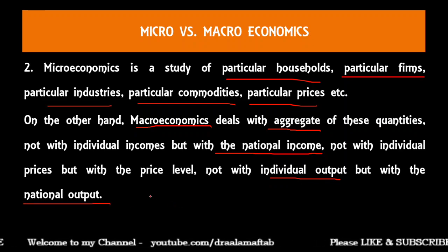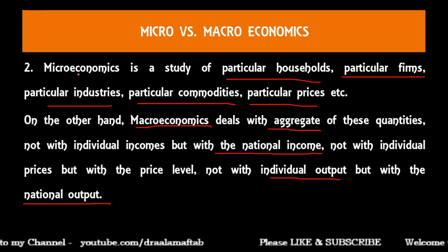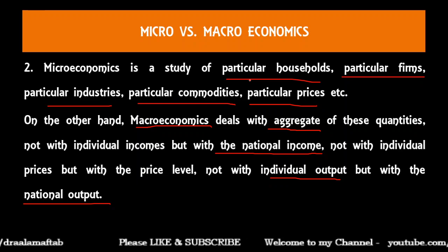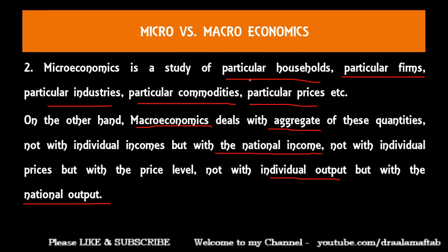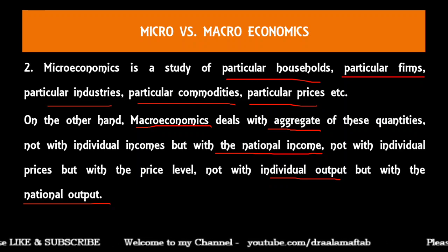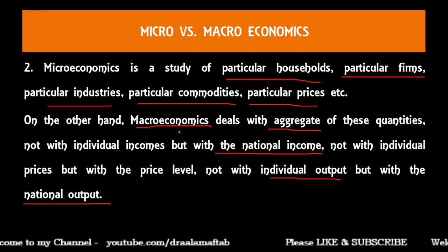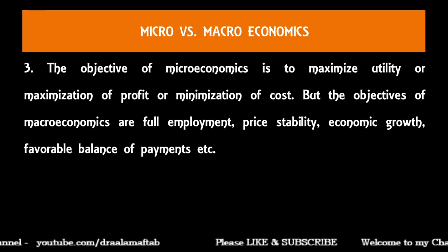So in short, you can say that microeconomics is concerned with individual particular aspects at the individual level, smaller level, whereas macroeconomics deals with aggregates and averages which are related to the entire economy.